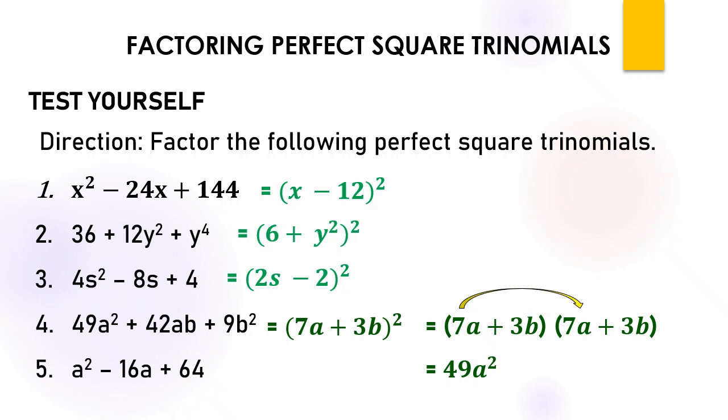And then multiply the outers. What are the outer terms? 7a and 3b. 7a times 3b will give us positive 21ab. And then multiply the inners. The inner terms are 3b and 7a. That will give us 21ab. And then the last terms: multiply 3b times 3b, it will give us 9b squared. 3 times 3 is 9. B times b, same base, add their exponents, so it will be b squared.